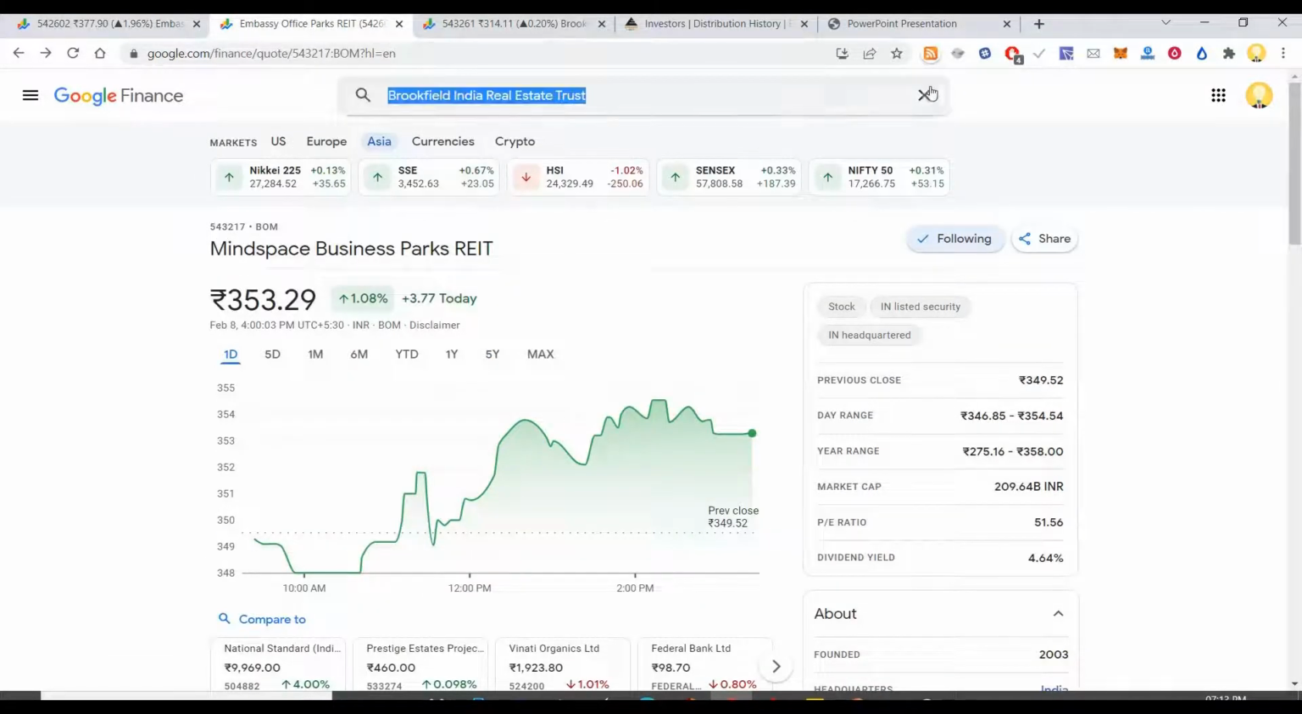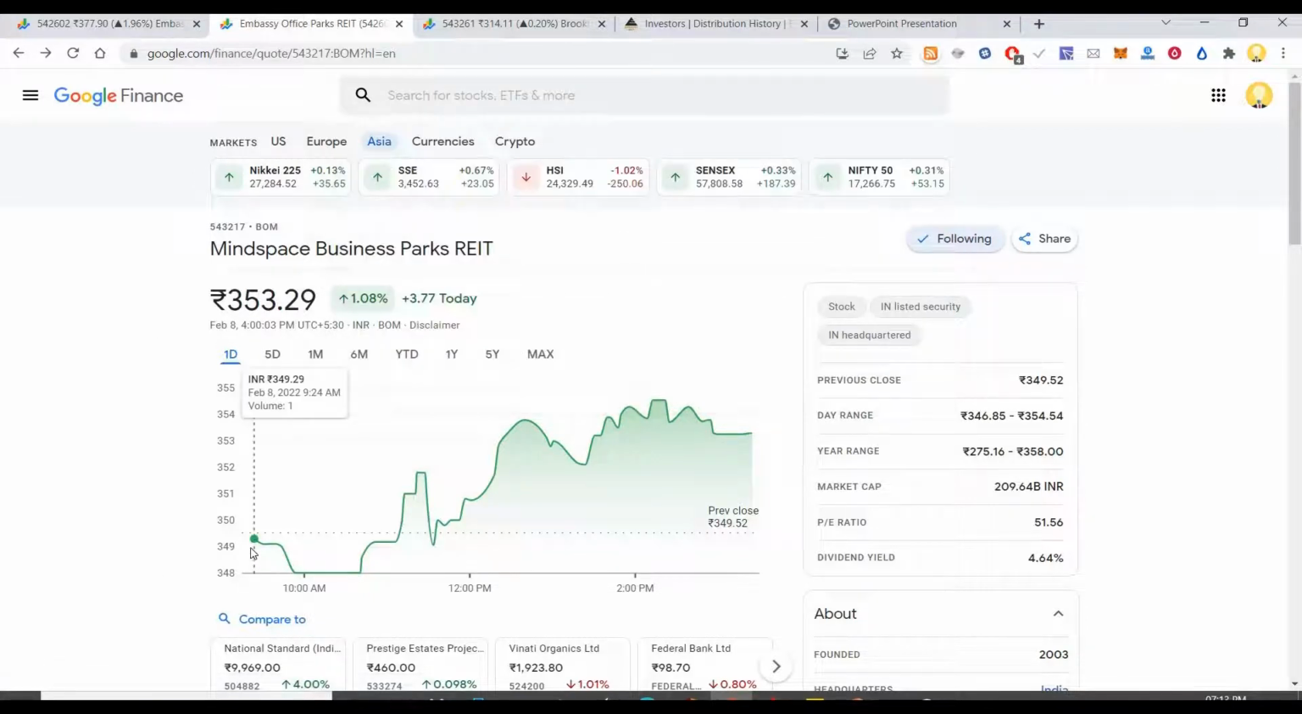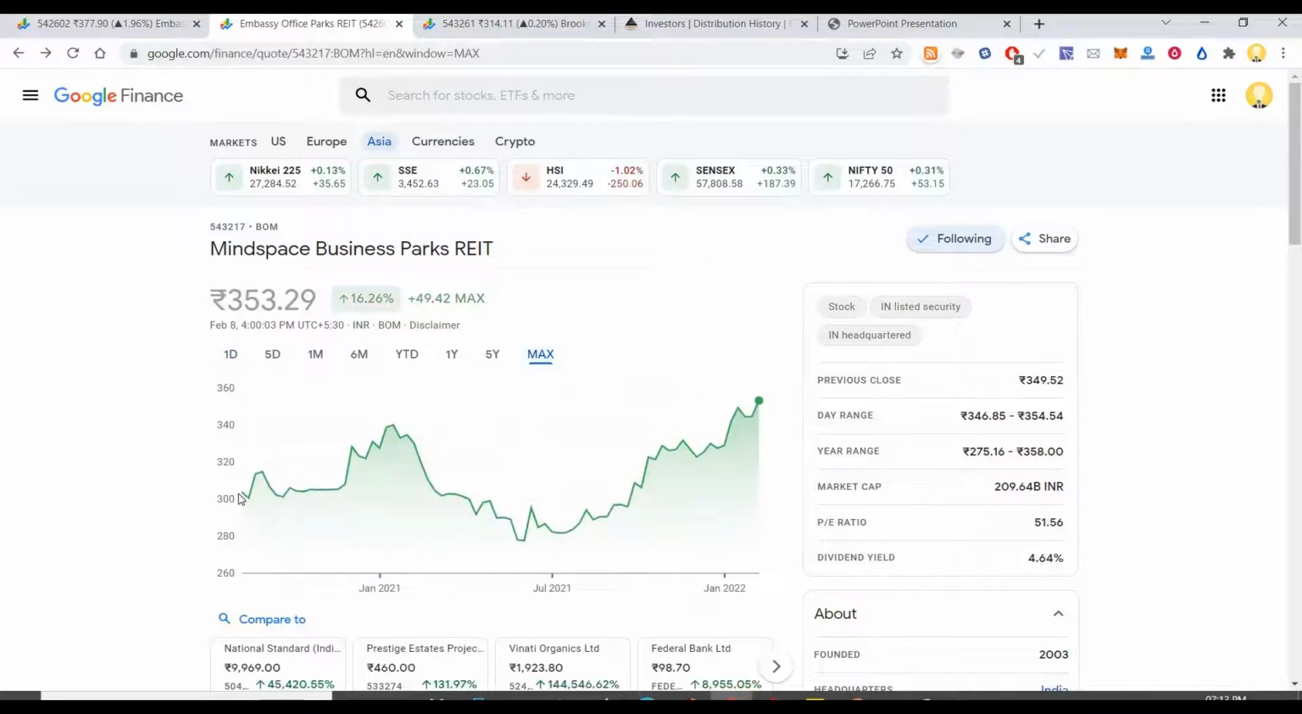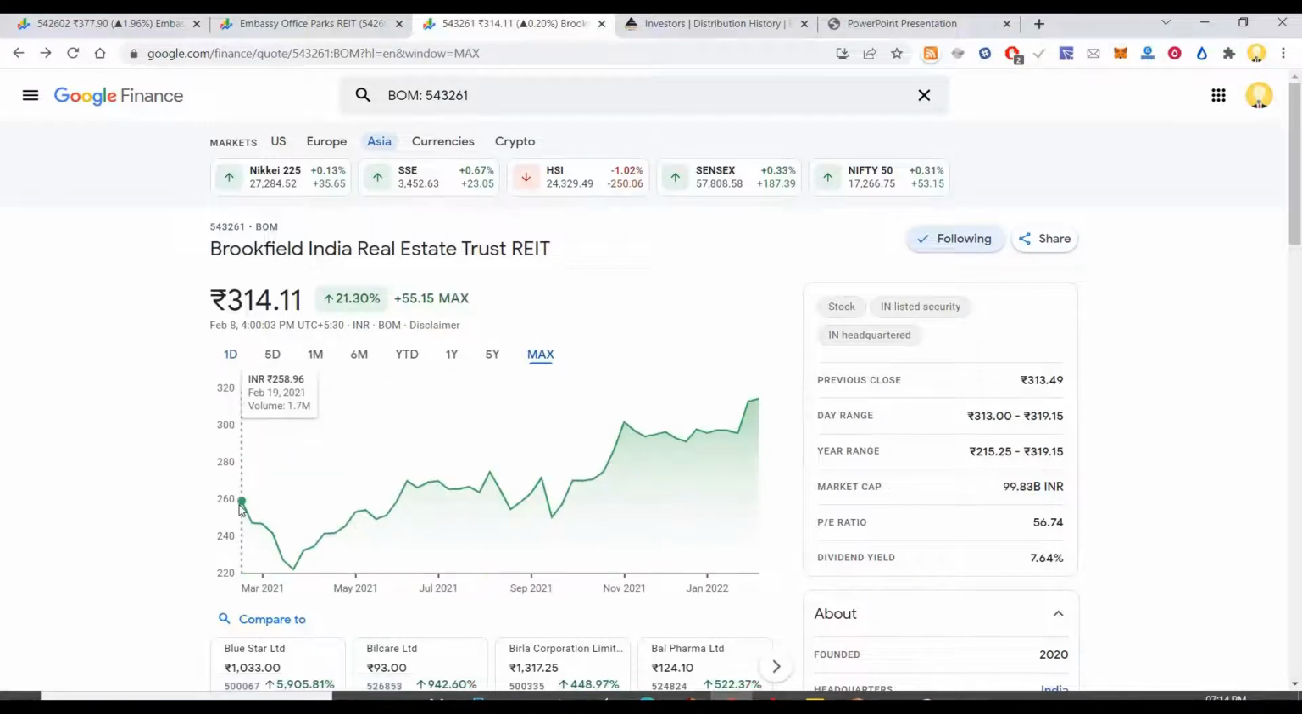But if you see something like Mindspace REIT, it was launched around 303. Now it's at 353. The other one is Brookfield. This is the 1 day chart. It was around 260. Now it's around 314. They are giving around 7.64%, which is a good yield.